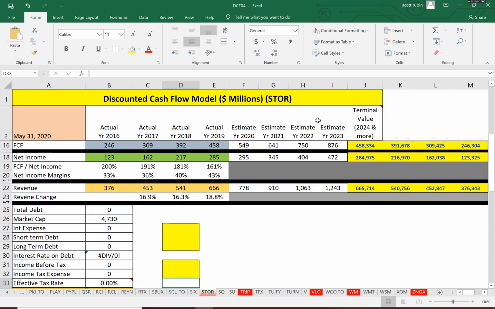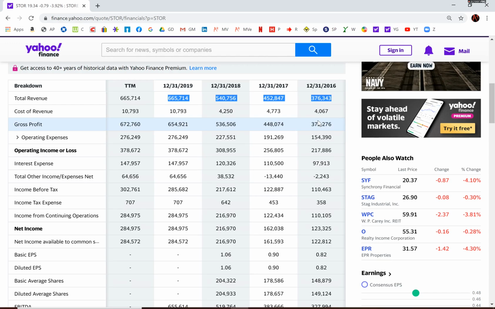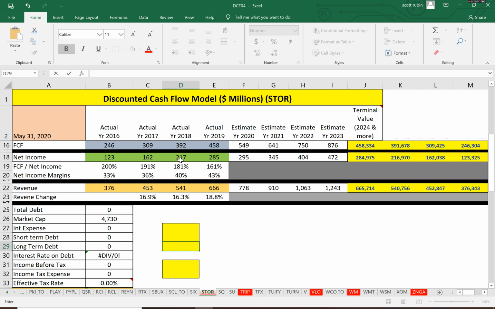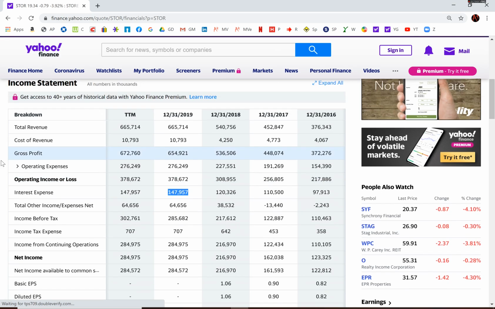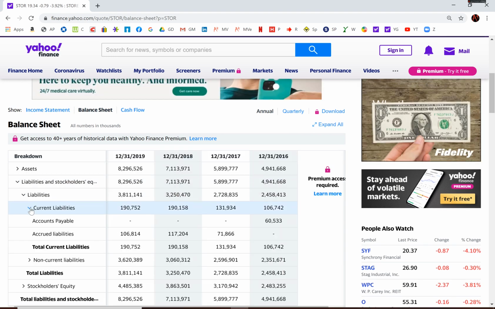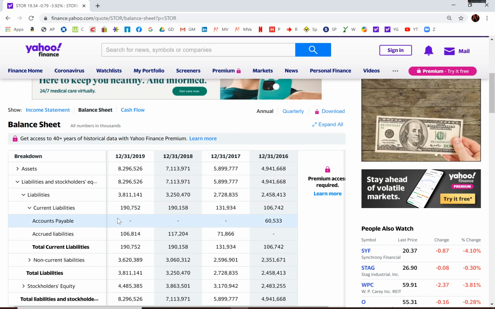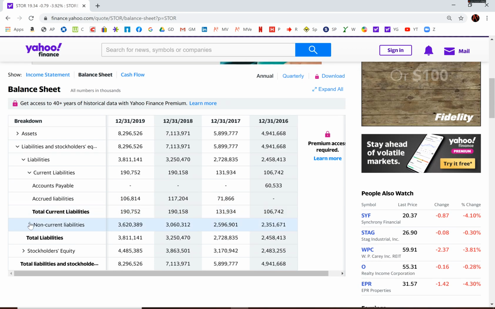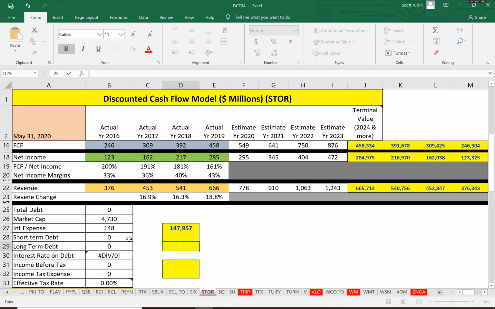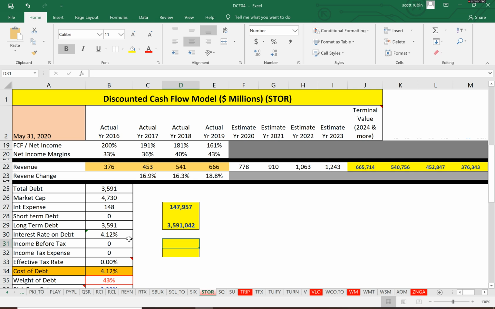Now we need to look at the capital structure of this company and figure out the discount rate we need to apply to the future cash flows. The interest expense is $148 million. That's the interest they pay on their debt. And now the liabilities section to find out the current debt. This is on the balance sheet. The long-term debt is $3.6 billion. That gives them an interest rate of 4.12%.